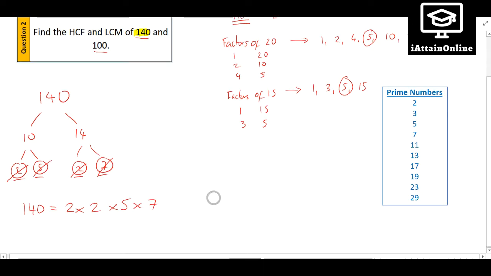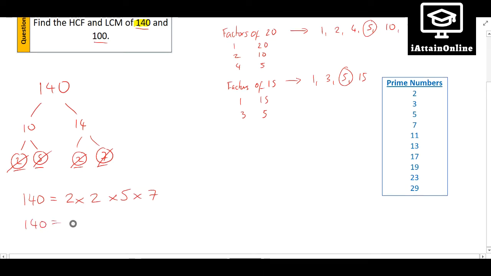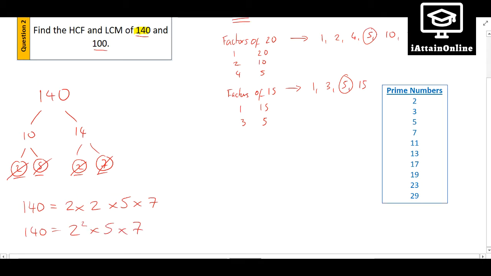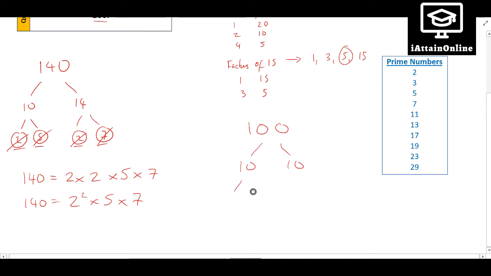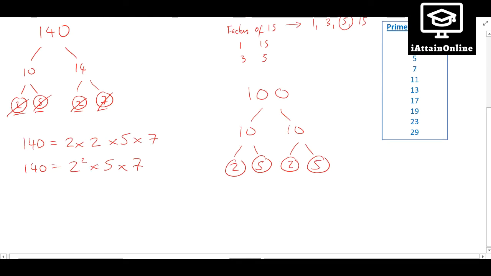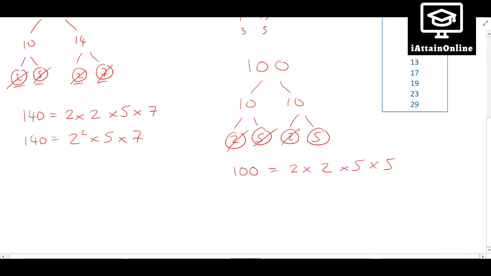Okay, you could write it out in index form as well. 2 squared times 5 times 7. That's that part done anyway. So now we're going to do the same for 100. So it's basically two separate questions. So if I just do a prime factor tree for this one here. So 100 is the same as 2 times 2 times 5 times 5. And again, if you wanted to do it in index form, that would be 2 squared times 5 squared.